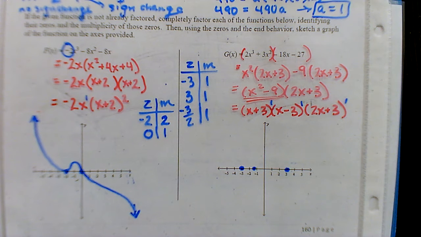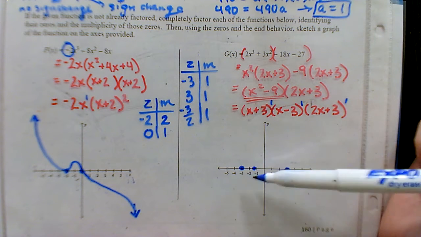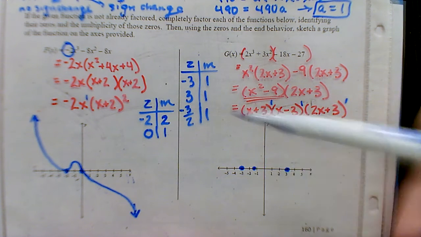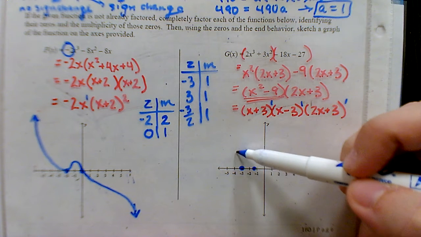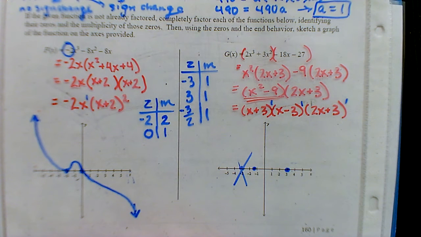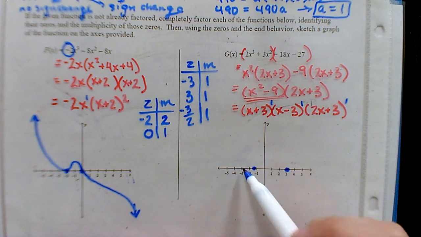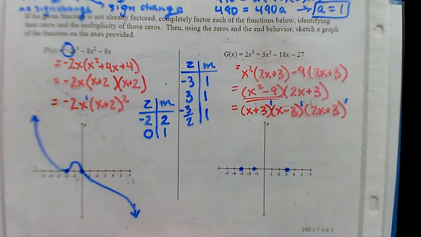Alright, we know that we're striking through these points because they're all multiplicities of 1. But the question is, do we strike through this way? Do we strike through that way? We need some type of guiding arrows to help us determine which strike we have. So this is when we're going to utilize the end behavior to give us those directions.